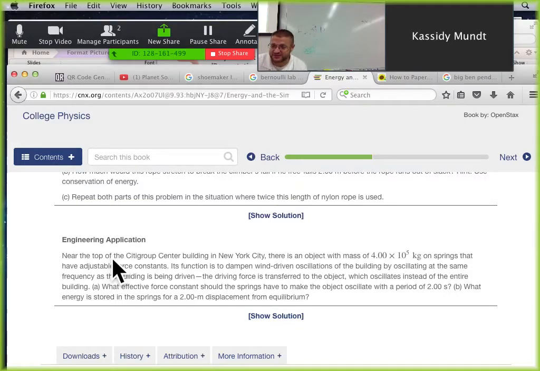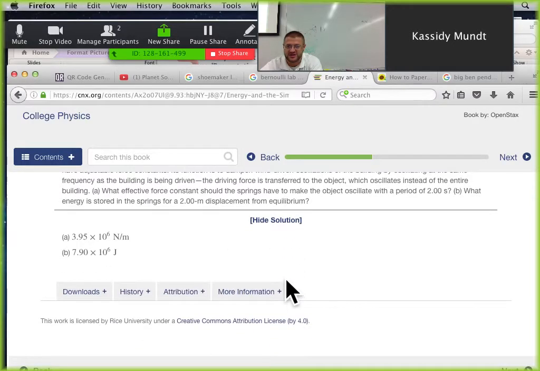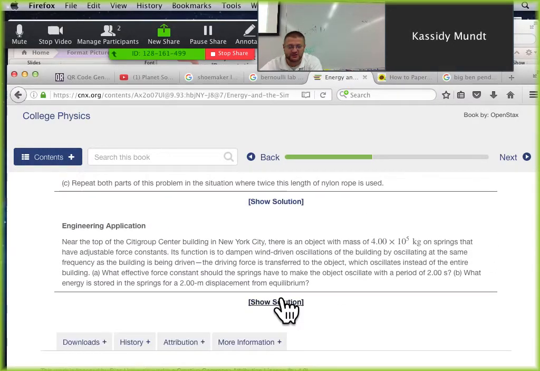So here we have this Citicorp building, a Citigroup building in New York City. The object is on this mass of 4 × 10^5 kilograms on springs. Let's see what kind of solution they give us. They just give us the answer, so that's great.